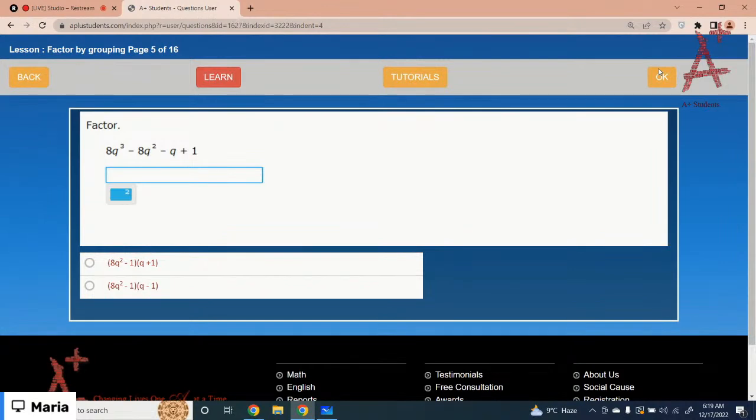Okay, 8q cube minus 8q square minus q plus 1. So which of the option is the correct one? Who is going to answer the question? It would be the second one. Got it? When you take common 8q square, you are left with q minus 1. So the second one is the correct option. Got it?